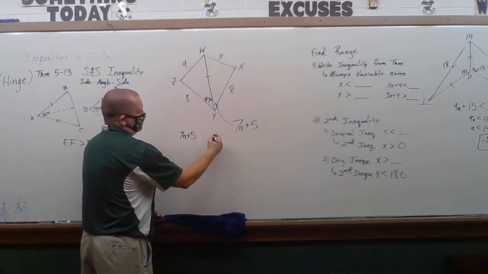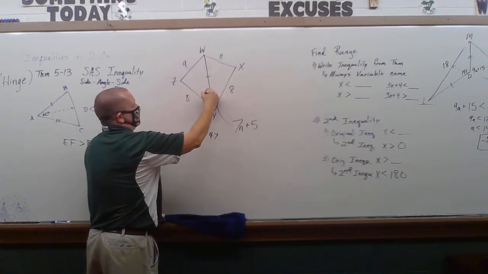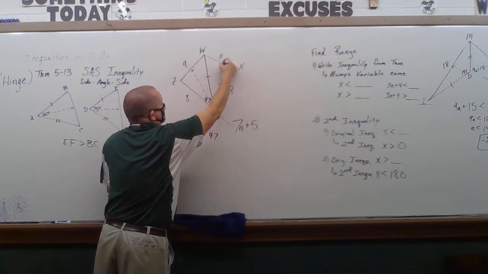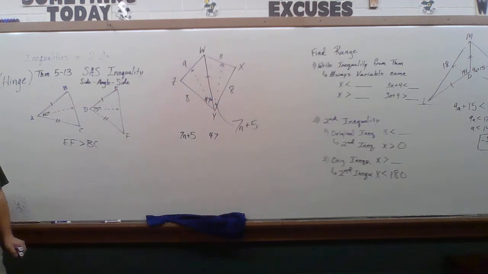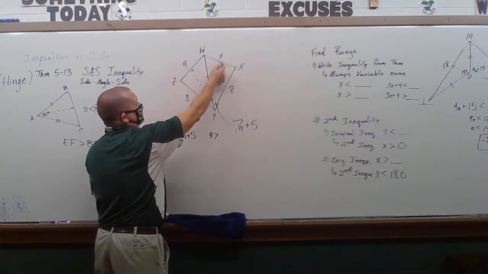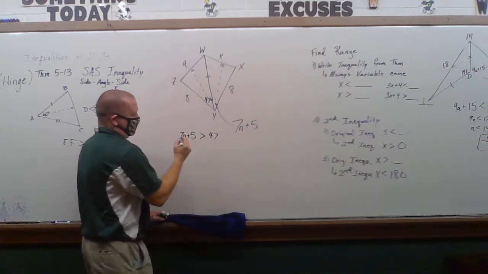So 7n plus 5 and 47. Between this angle and this angle, if I look at diagonal and look at those sides, which of the angles has to be bigger? 7n plus 5, right? Because the length of the side opposite is bigger than that length. So this angle right here has to be greater than the other.